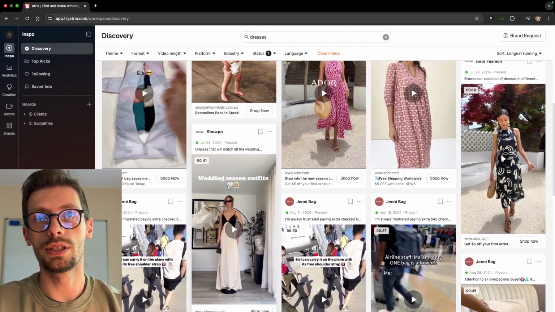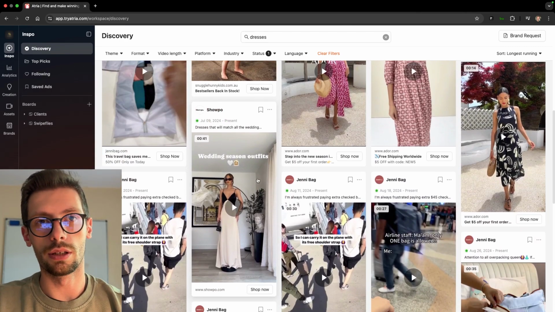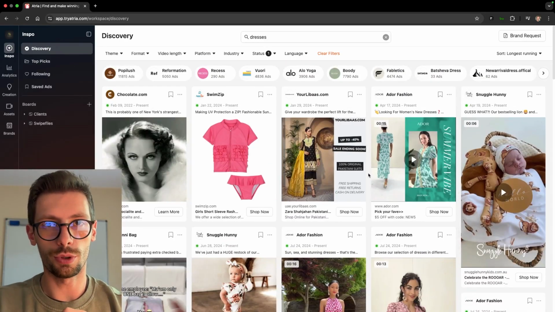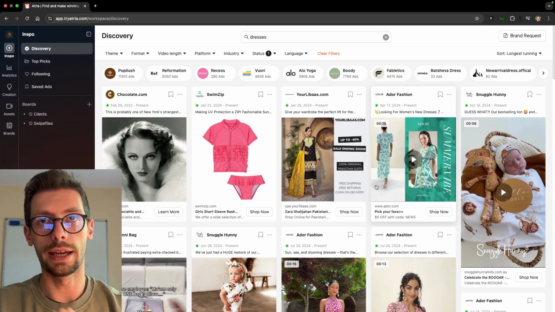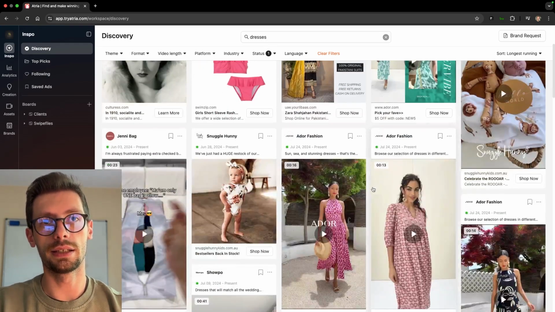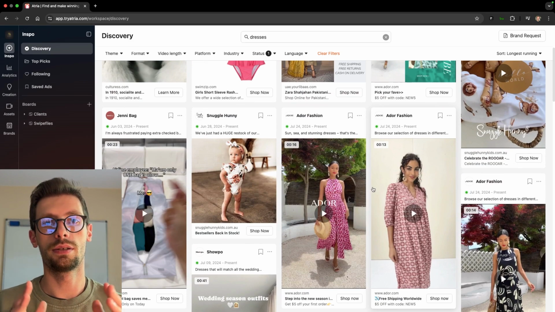For example, here, wedding season outfits. Well, there you go, a new angle for you. So you want to do this for your niche and your product and find a couple of winning ads. Now, the next step is dissecting the ad by its modular structure.